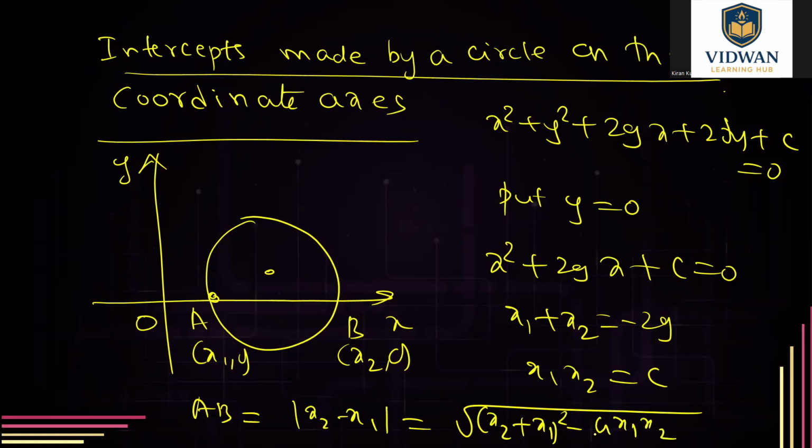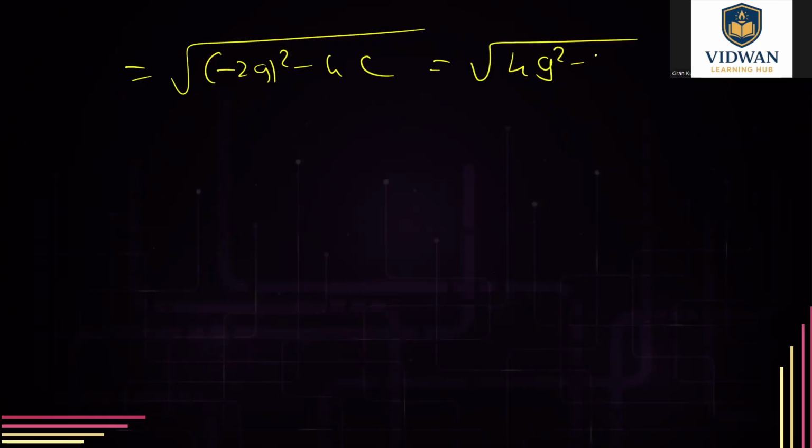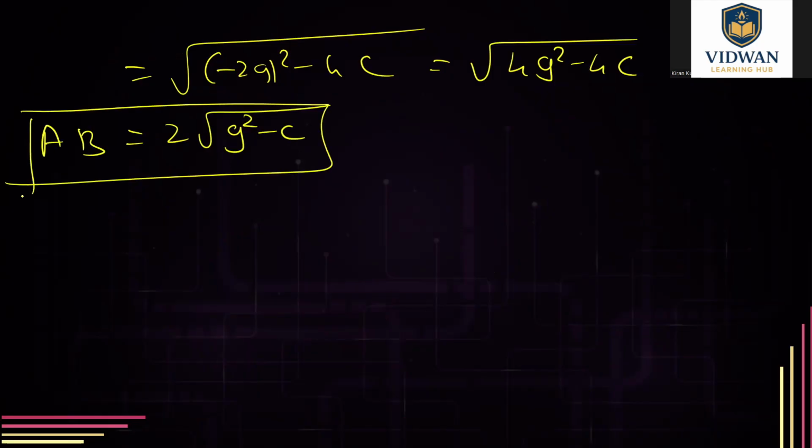I just use that. Then replace x1 plus x2 with minus 2g, x1 x2 with c. This will give you root of minus 2g whole square minus 4c. So root of 4g square minus 4c. Taking 4 common, it is 2 root of g square minus c. So this is the length of the intercept cut off by the circle on x-axis.